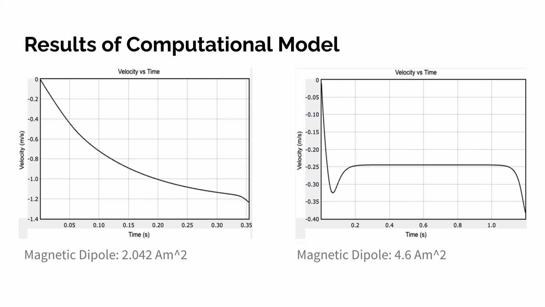These are the results obtained from the computational model. As you can see, using the magnetic dipole moment from Lab 3 would have changed the results significantly. When doing the experiment, the average time did not match up with the computational model using the magnetic dipole moment of 2.042. So I changed it to 4.6 after several trials using different magnetic dipole moments.